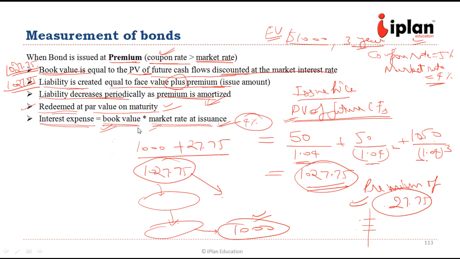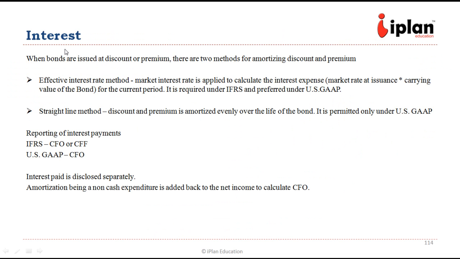Now let us look at the treatment of interest. When bonds are issued at a discount or premium, there are two methods of amortizing the discount and premium. The first method is the effective interest rate method, in which we know the market interest rate, which is applied to calculate the interest expense, and this market rate is at issuance. So the market rate at issuance times the carrying value of the bond, which is the book value of the bond for the current period.